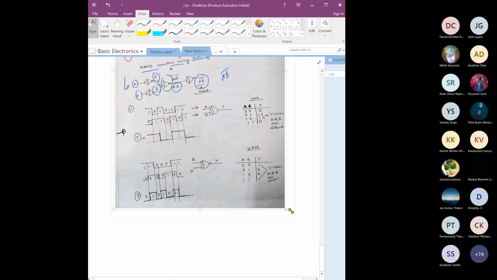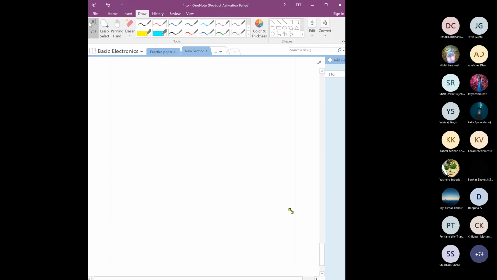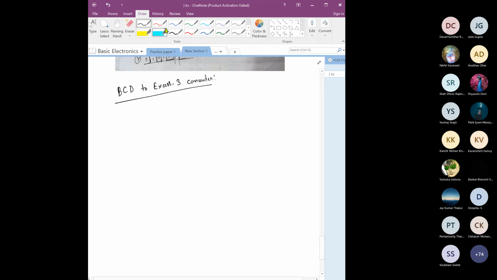Suppose you have to design a converter. What that converter does is called a BCD to XS3 converter. Now I think you are already familiar with BCD. We have discussed it. BCD is the binary coded digit, right?